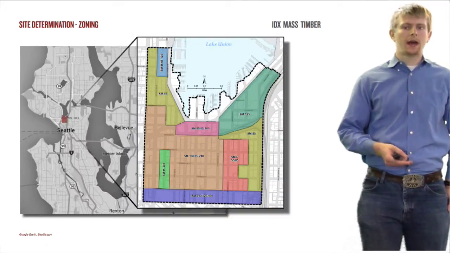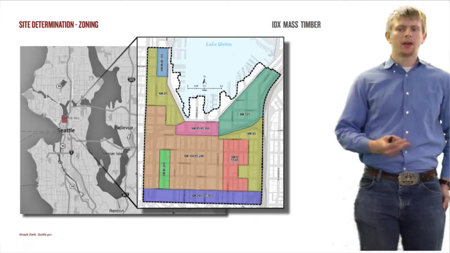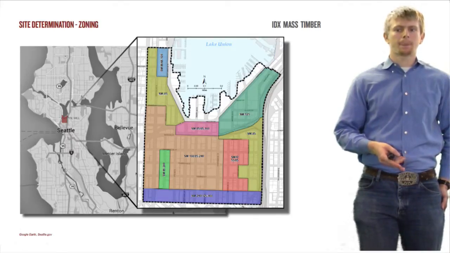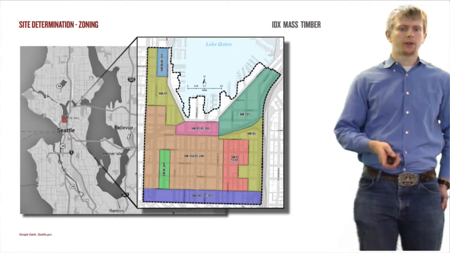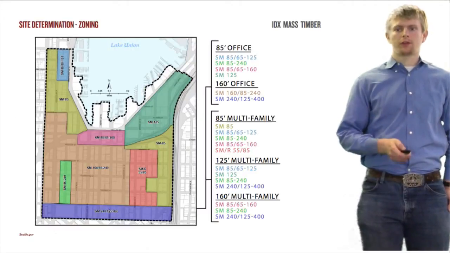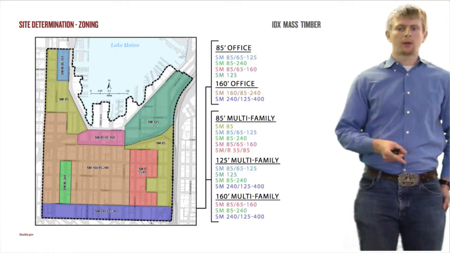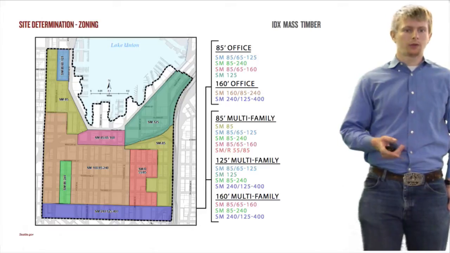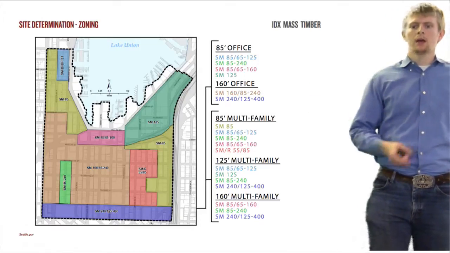Now a little closer look at where we want to put our buildings. This is the South Lake Union area, and as you'll notice, there are different zones. Let's look a little bit closer at that. We are putting our buildings in the brown zone that you can see there on the screen.